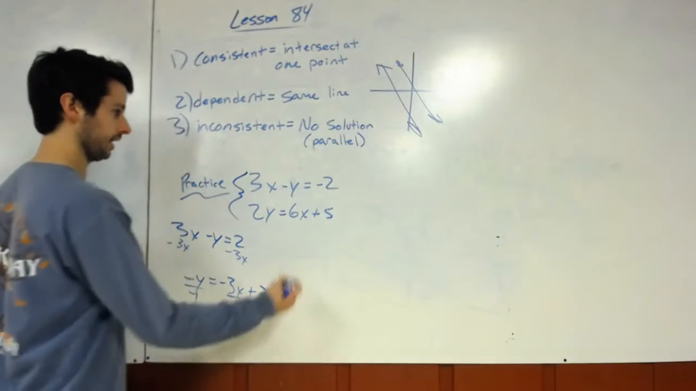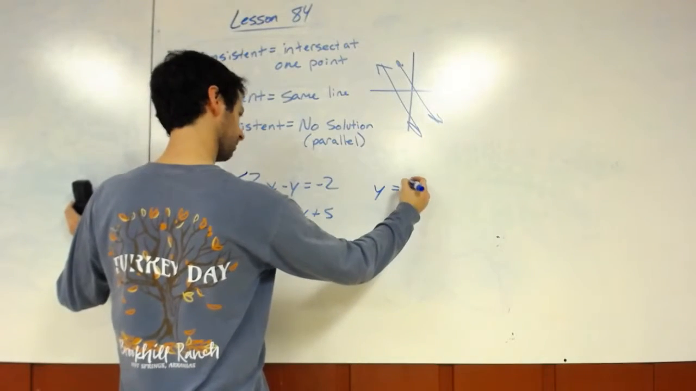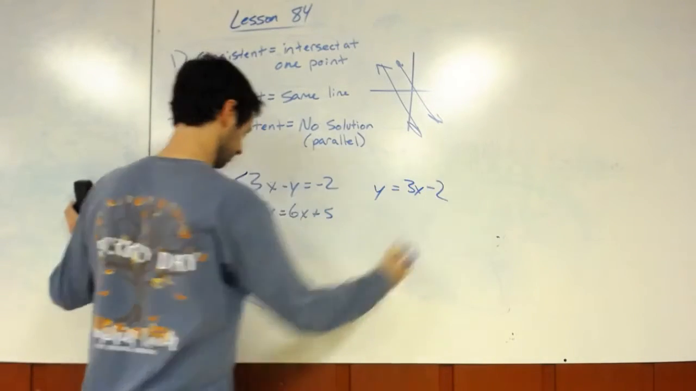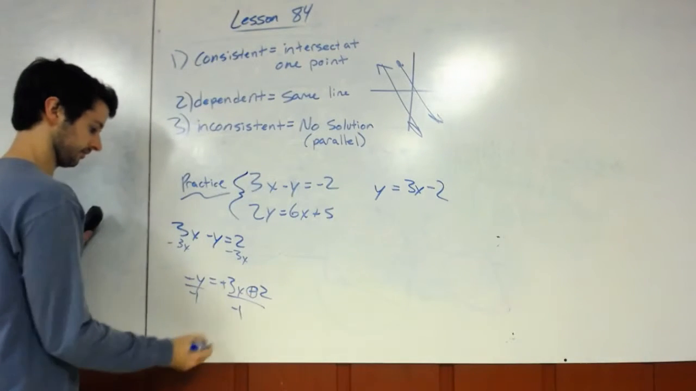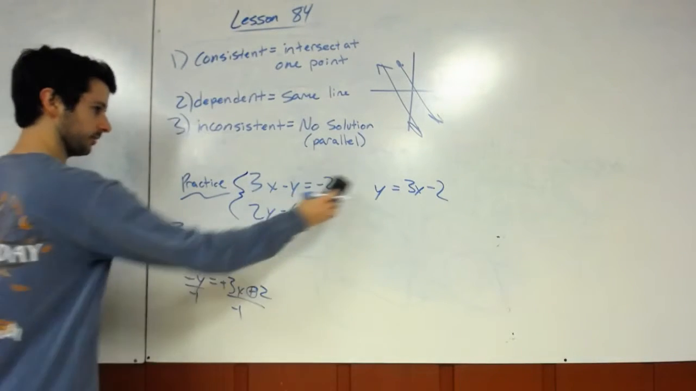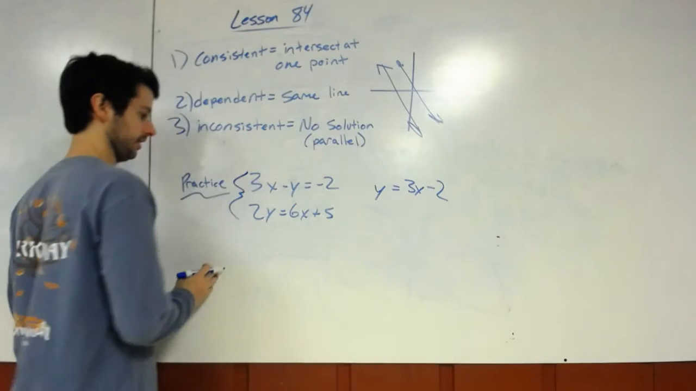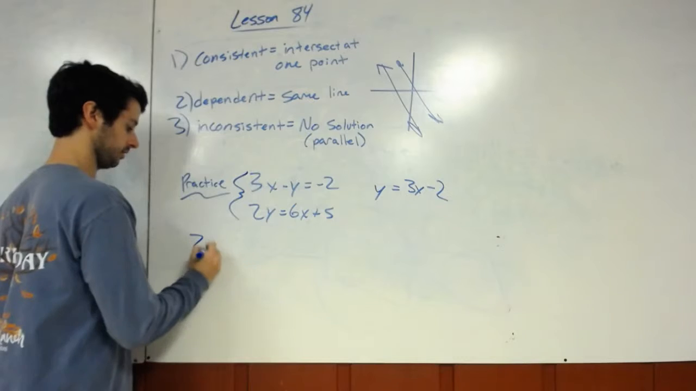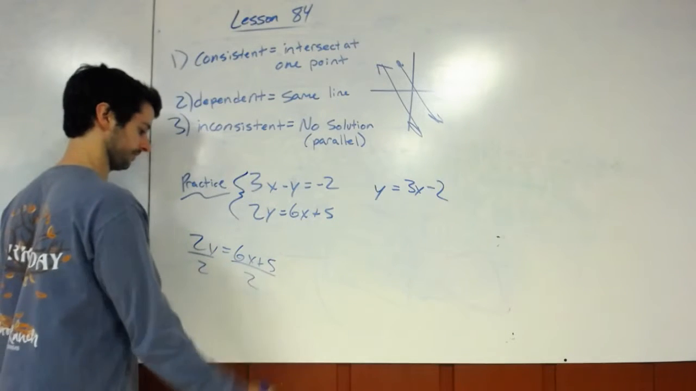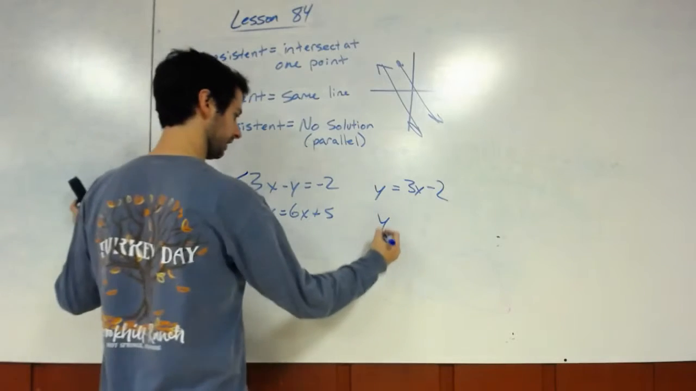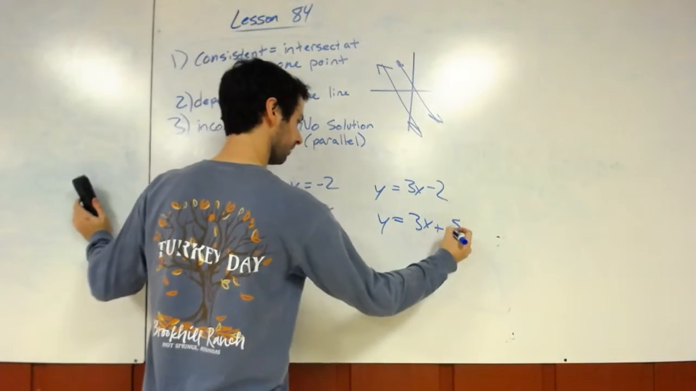And that would give me y equals 3x minus 2, because I have to change all the signs. So it becomes a positive, and it becomes a negative. So now we got y by itself. Now we need to look at this line. All we got to do here is divide by 2. So we get y equals 3x plus 5 over 2.